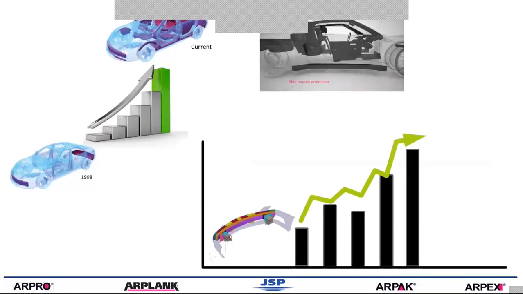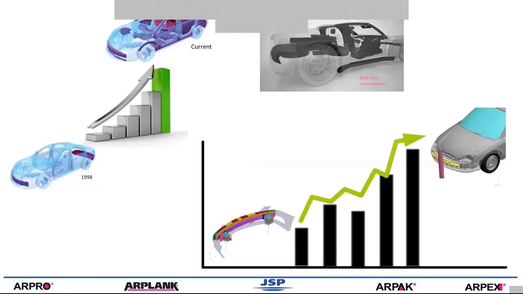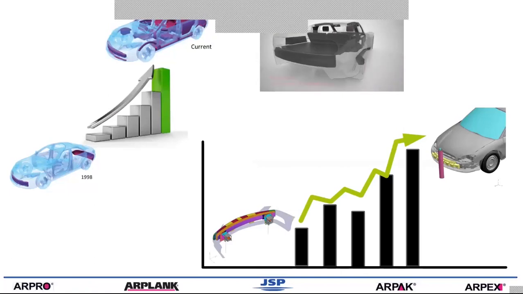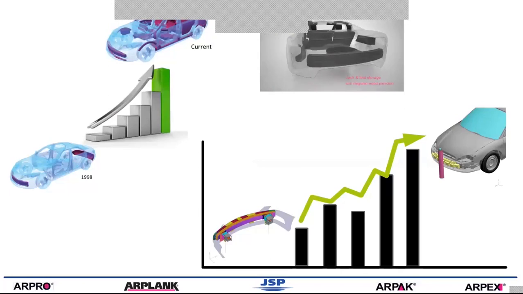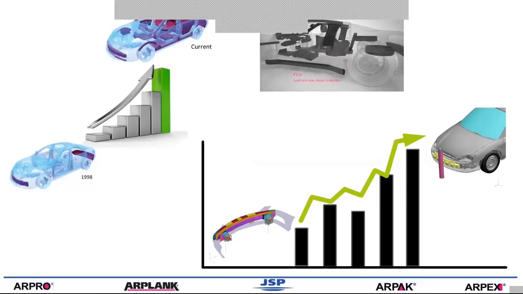The graph that I'm trying to show is how we service CAE to our customers. When we started at the beginning, our model was small because our application was limited. We had small CAE components, just the bumper, EA, that was our application.